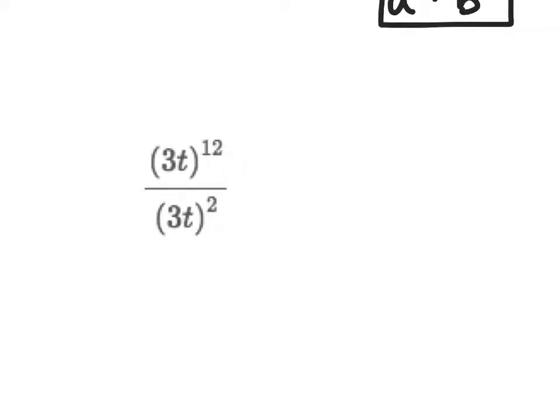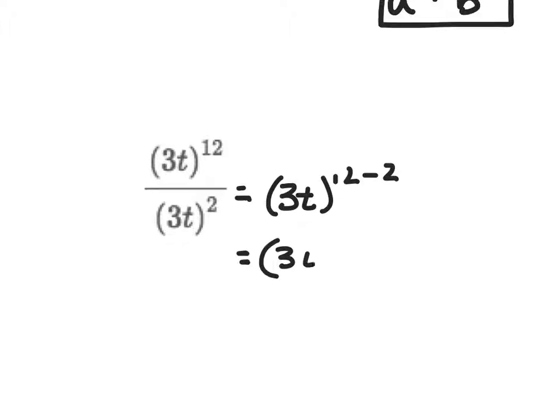Okay, this one, because I have a common base of 3t, I'm just going to subtract my exponents. So this is going to give me the quantity 3t to the 12 minus 2 power. So this is going to give me 3t raised to the 10th power. And that's it. We don't need to go any further.